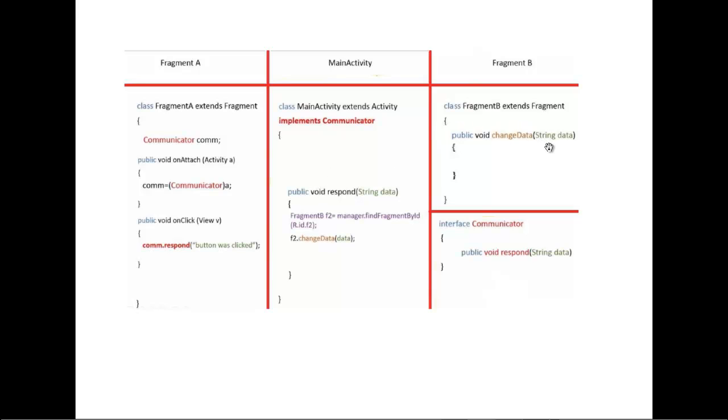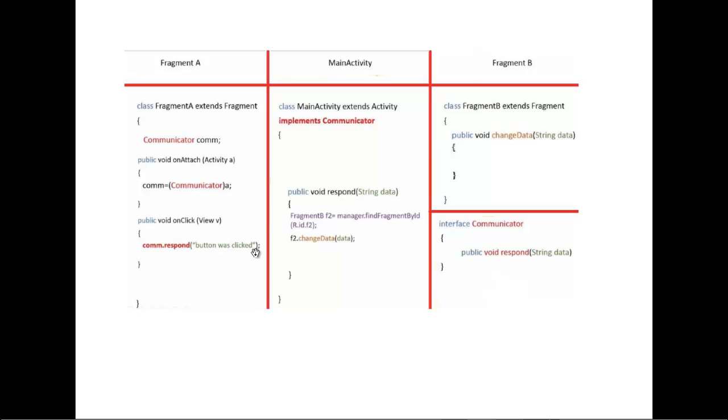But how does the data come from fragment A to the main activity? That is actually through the respond object. Come here, in fragment A, I am creating the object for the communicator interface. Then once I click on the button, for example in the on click method, I am calling the method of this interface, called respond. So this object comm dot respond of some value, I am passing.